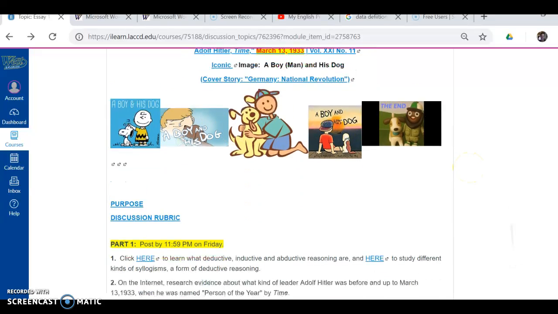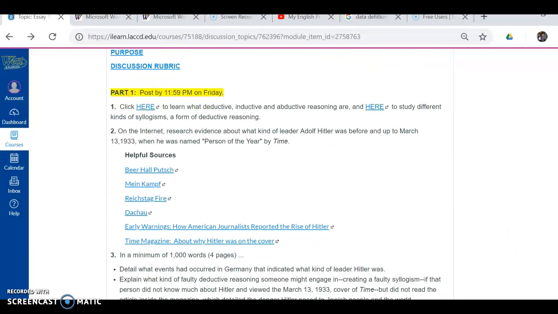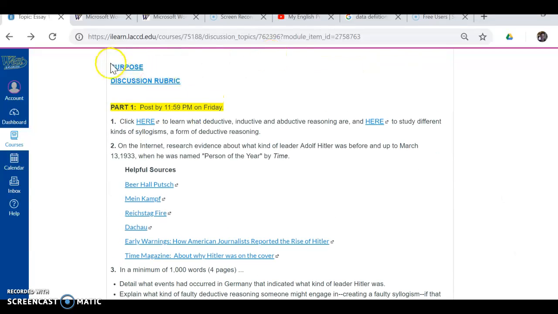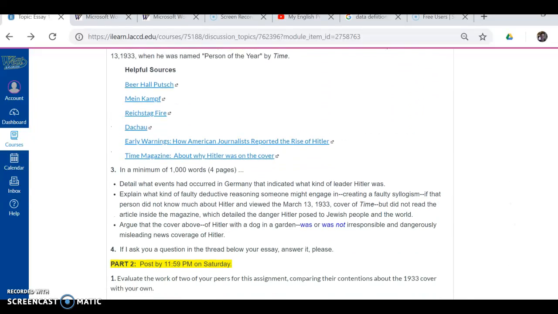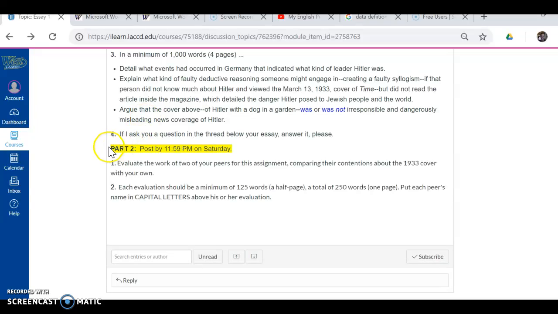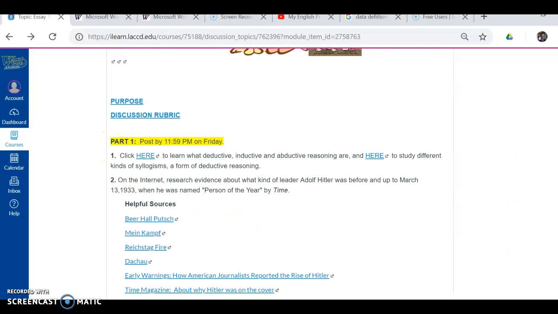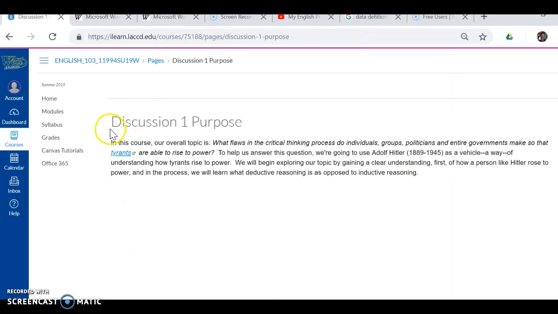Okay, let's survey the rest of this assignment. What do we have? We have a link with the purpose and the discussion rubric. That's how I evaluate this assignment. We have a part one that's due by this Friday, and we have a part two that's due by Saturday. All right, so let's go ahead and click on the purpose of this assignment.